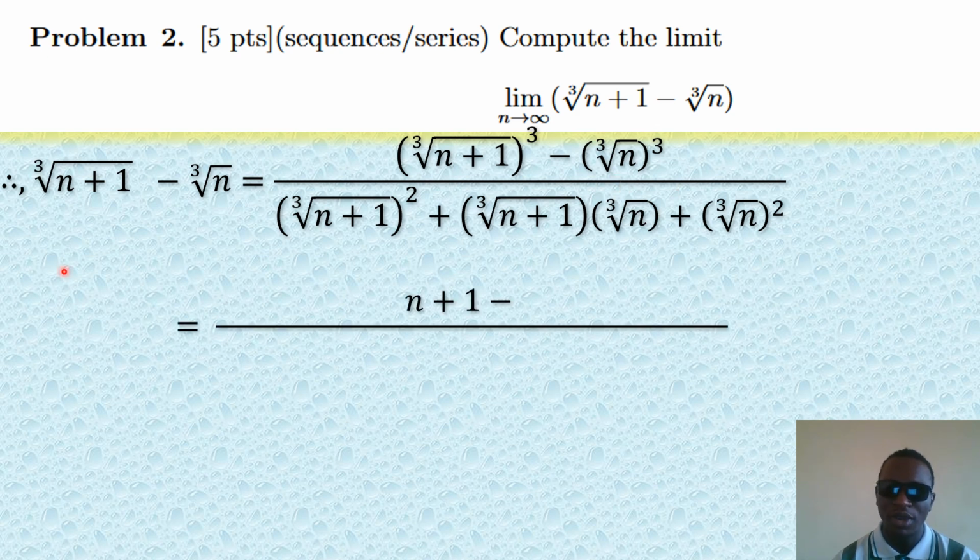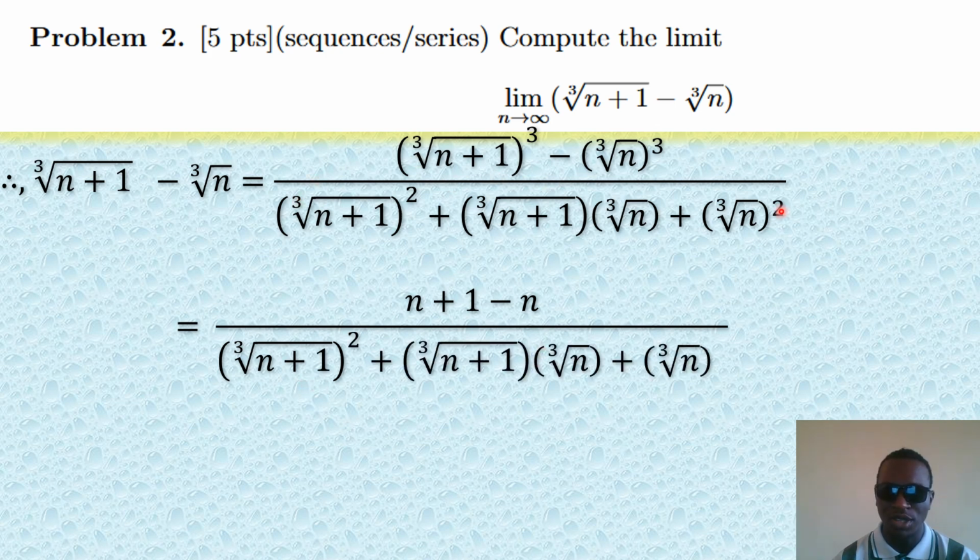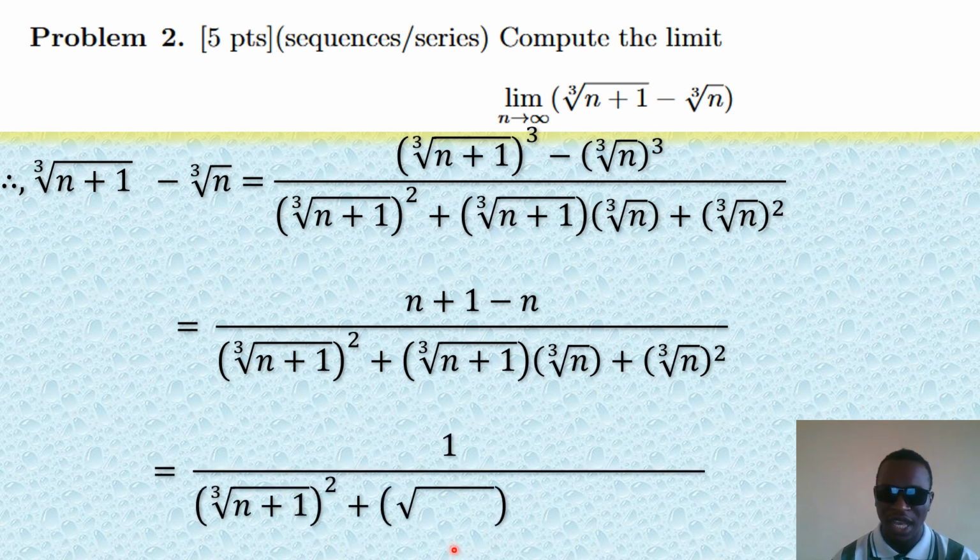So at the end of the day, we have at the numerator n plus 1 minus n, divided by the denominator. Now, don't bother about simplifying the denominator because all the terms are positive. n minus n is 0. You are left with 1 at the numerator, and that will be equal to that. Don't bother about the denominator because all the terms are positive.